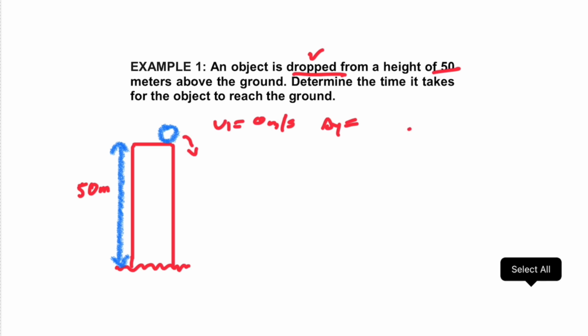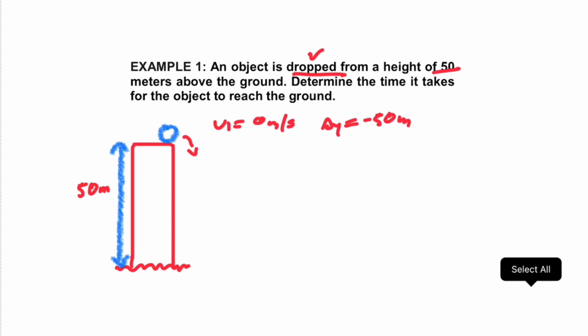If you take up as positive and your object is going down, then the displacement is going to be negative. But if you take down as positive and your object is going down, then your displacement is going to be positive. Unless the question states otherwise, I'm always going to take up as positive. So in this case, my displacement will be minus 50 meters. The object went down and I'm taking up as positive.